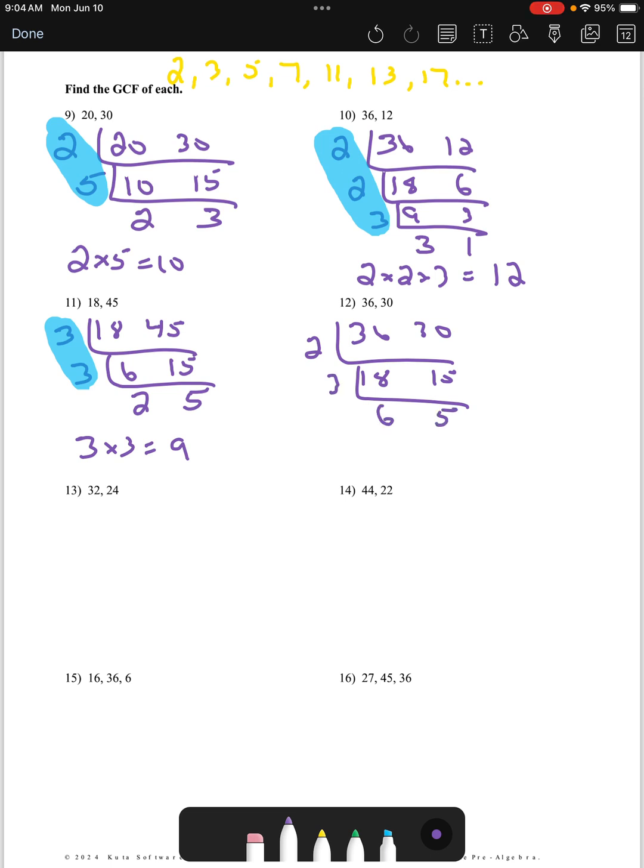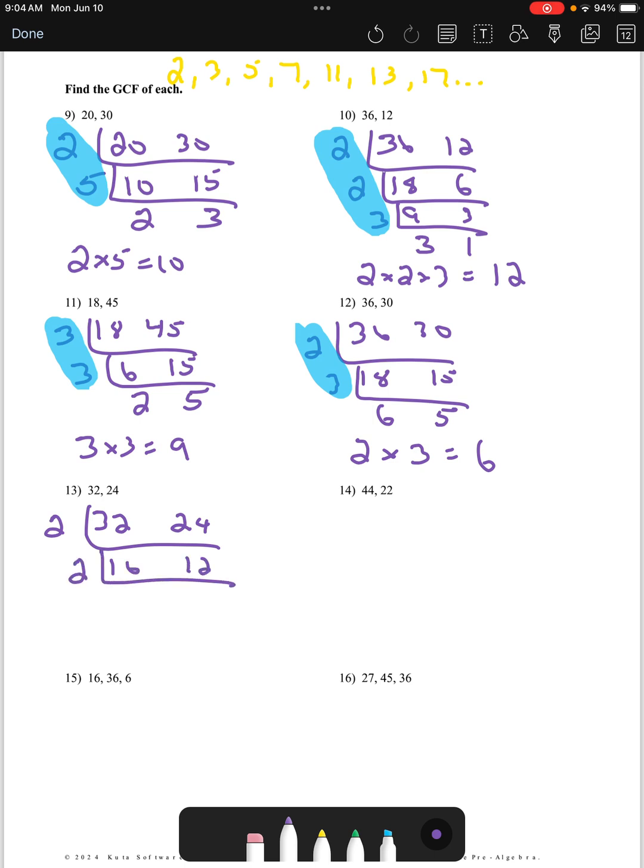Both of these will divide by 2. These won't, but they will divide by 3. As soon as a prime number shows up, I know I'm done. GCF of 36 and 30 is 2 times 3. That is 6.